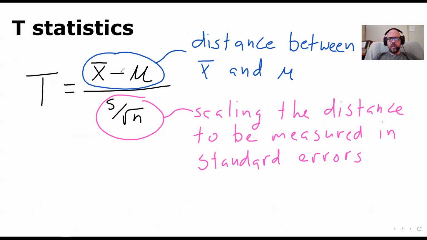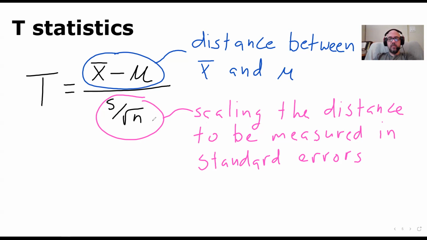So x bar minus mu is just how far apart x bar and mu are in absolute units. If you're measuring this in pounds, then x bar minus mu comes out in pounds. Then you scale it to be measured in standard errors by dividing that distance by a standard error. So s over root n is your standard error. This numerator tells you the distance between x bar and mu, and the denominator scales everything so that it's all measured in standard errors. So this is your formula for a t-score.